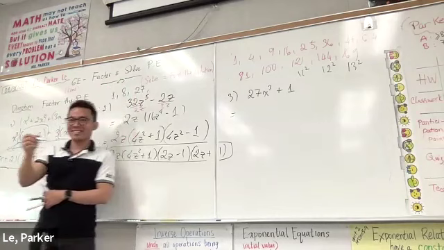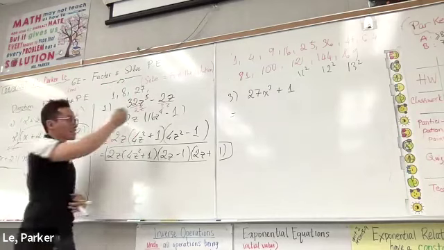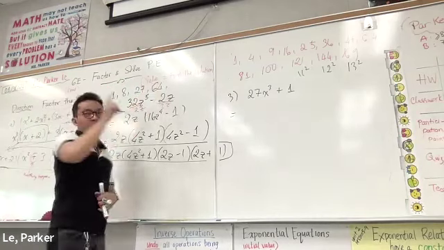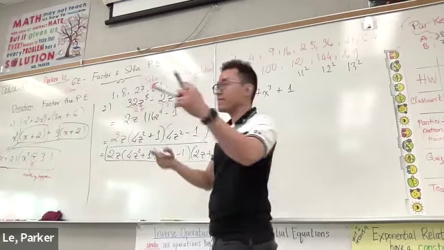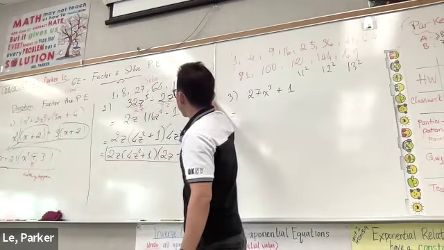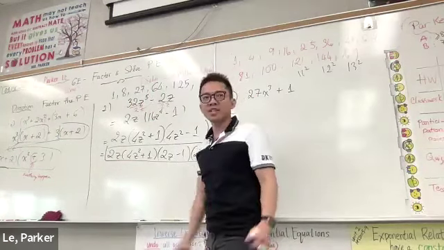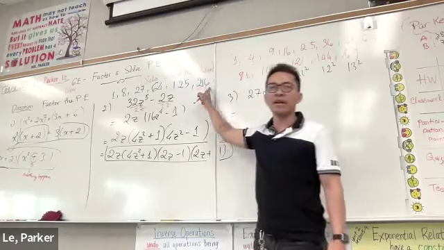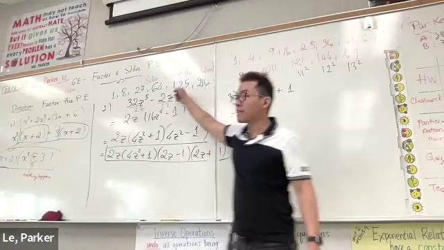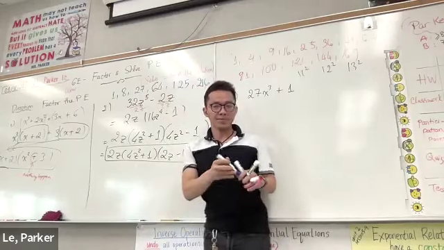64, which is 4 cubed. 5 cubed is 125. Maybe the last one, 6 cubed, is 216. I'm not going to give more, but this is the perfect cube list.